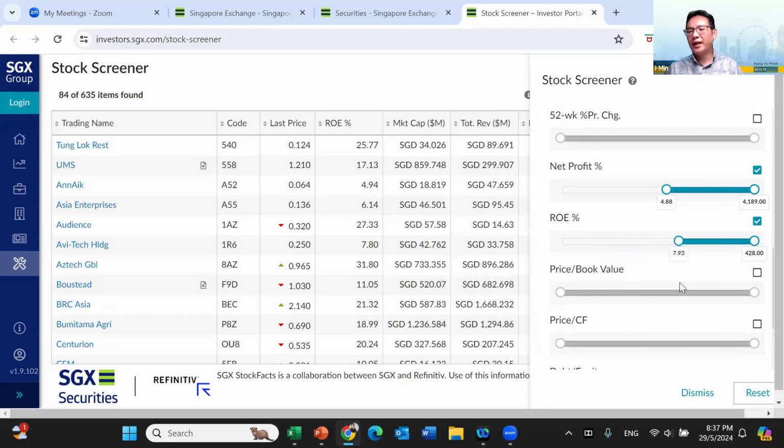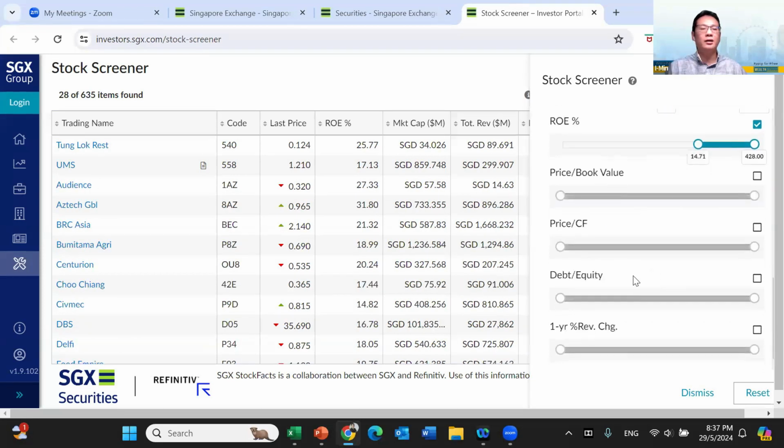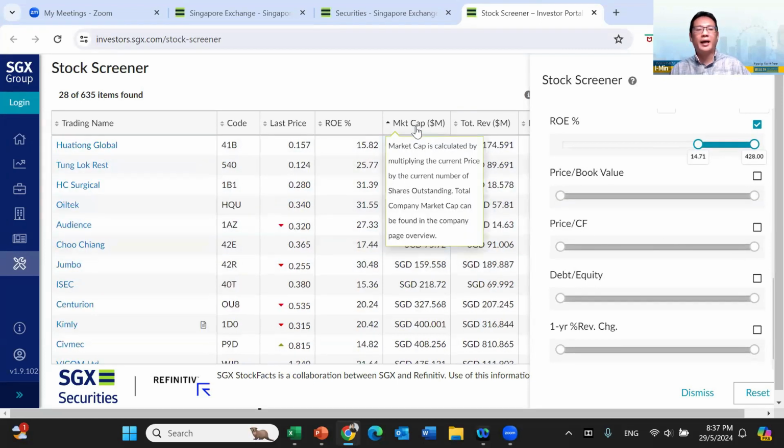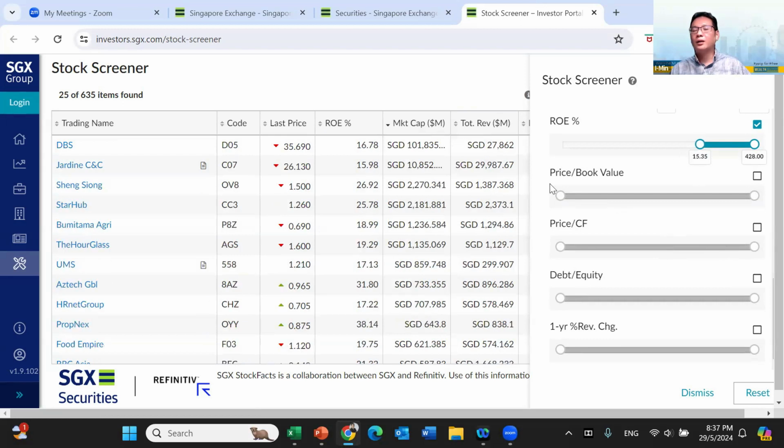Unfortunately, they don't allow us to put a lot more criteria. The US one allows us to put a lot more. With these criteria I have about 28 of them, and what I do is I sort by market cap. I think ROE 15, so about 25 of them.